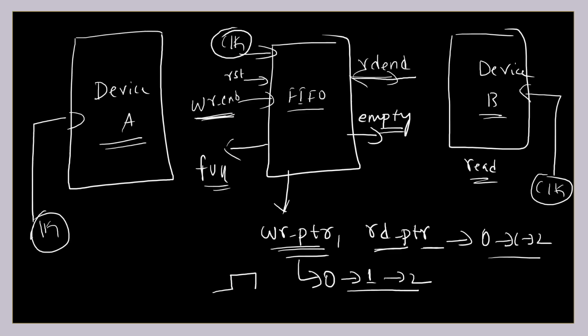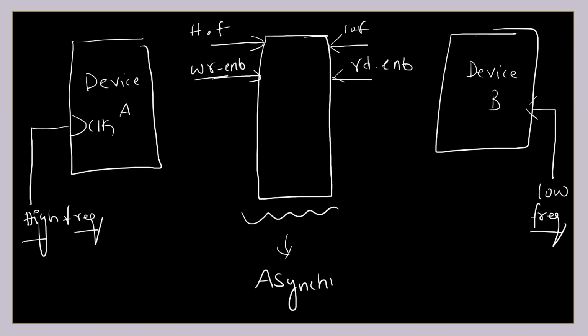In the case of your synchronous FIFO, write operation and read operation are happening with respect to a single clock, and the clock was shared to device A, device B, and the FIFO. But in the case of your asynchronous FIFO, write operation is going to happen with respect to high frequency clock, and read operation is going to happen with respect to low frequency clock.